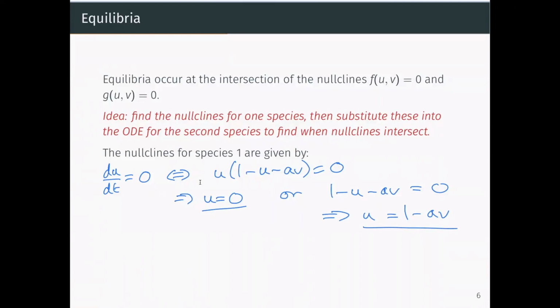So u equal to 0 is just a straight line along the vertical axis where we have u, our species 1, extinct, and our other null line is a straight line where there is a relationship between u, a, v, and a constant. Okay, so we have our null lines. Now let's think of these two different cases and substitute them into our second equation.